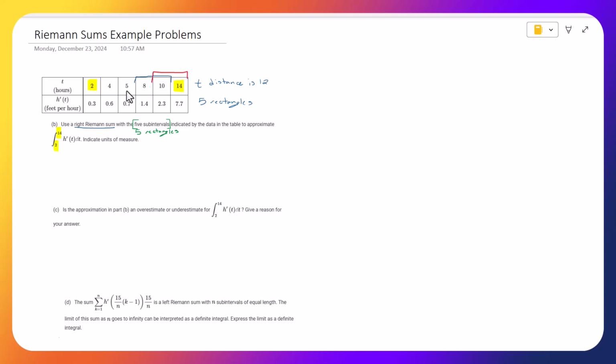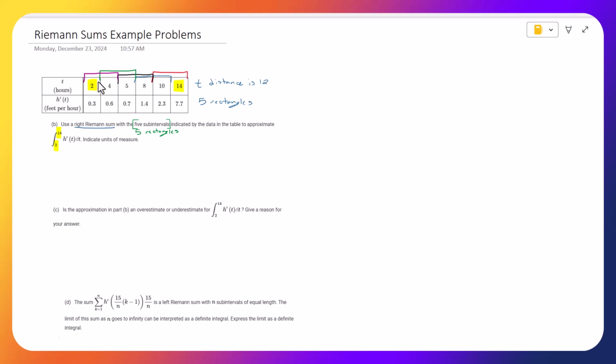So this is 3 rectangles, 8 to 5, and then 5 to 4, and finally from 4 to 2. And that should have given us 5 rectangles. And let's check. 1, 2, 3, 4, 5. Yeah, we have 5 rectangles. Okay.